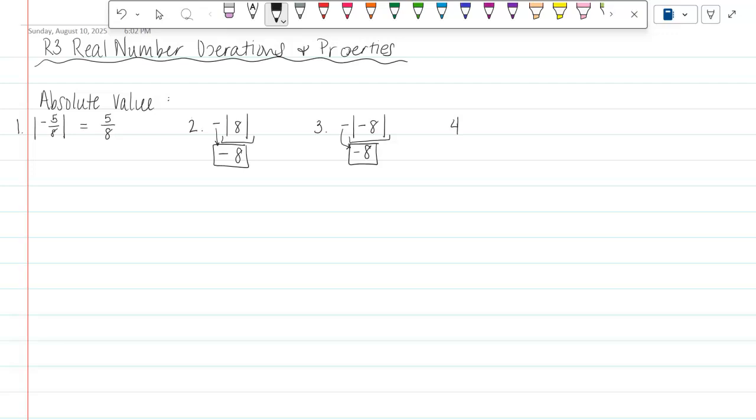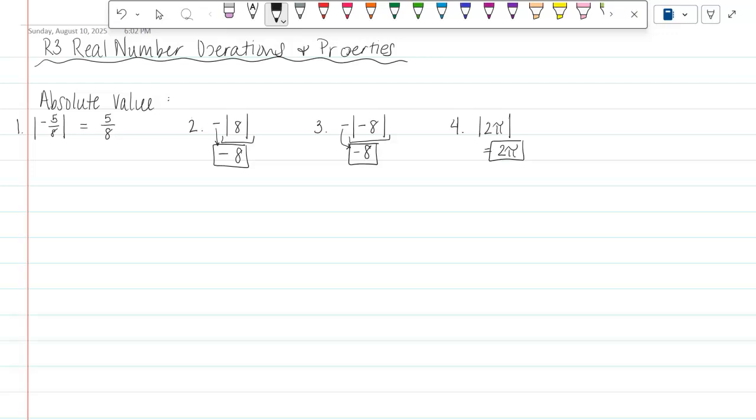Problem number 4, we're to have the absolute value of 2 pi. Pi is a number, right? It's 3.14. However, we use it as also kind of like a variable. It just kind of carries down with the number that's right next to it. So this whole thing is positive. 2 is already positive. This whole term just becomes positive 2 pi.